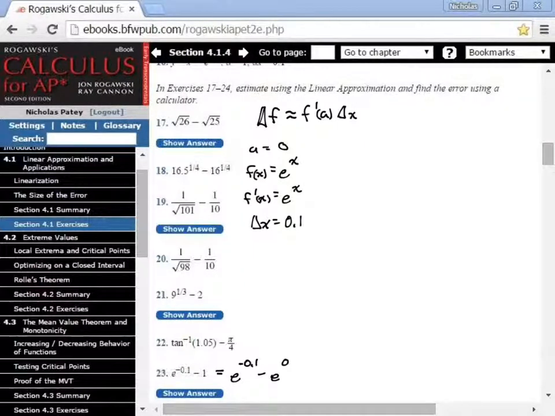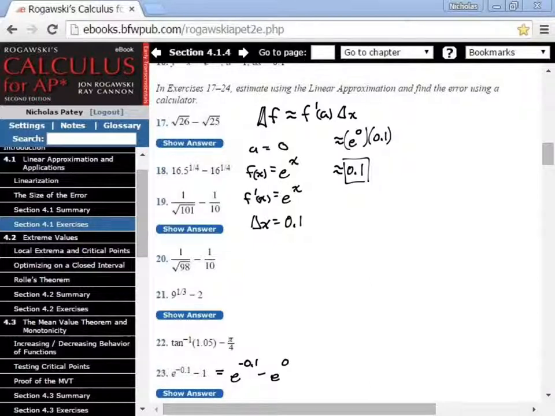0.1. Okay. Since the derivative is so simple, let's just finish it. We have the linear approximation is going to equal f prime of 0, which is e to the 0 power, and we're multiplying that times the change in x, which is 0.1. What is e to the 0 power? Just 1. And so it's approximately equal to 0.1. We're done. That one was so pretty and nice.